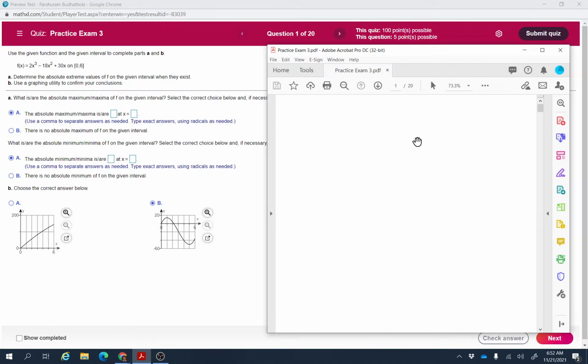Okay, so because this function is a continuous function, and any continuous function on a closed interval must have absolute extreme values, either at critical points or at boundary points. So this is problem 1.